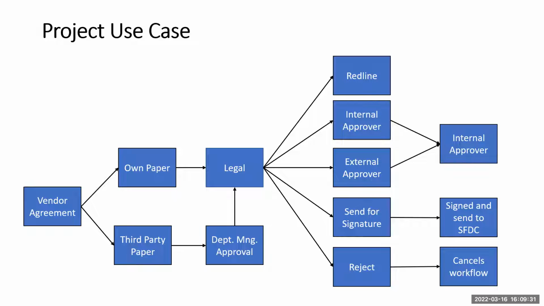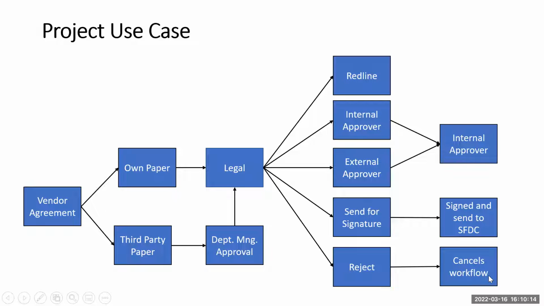If it's own paper, legal will be the first level of approval. In case of third-party paper, the department manager. So we are going to have a department in the contract, and the department manager is going to be the first approver in that case. Once the department manager approves it, it goes back to legal again. So legal acts as a hub. Legal can send it for internal review, do the redlining, and send it for internal and external reviews, and can also send it for signature if no reviews are required, or even after reviews. Legal can reject if required. In case of rejection, that will cancel the workflow.